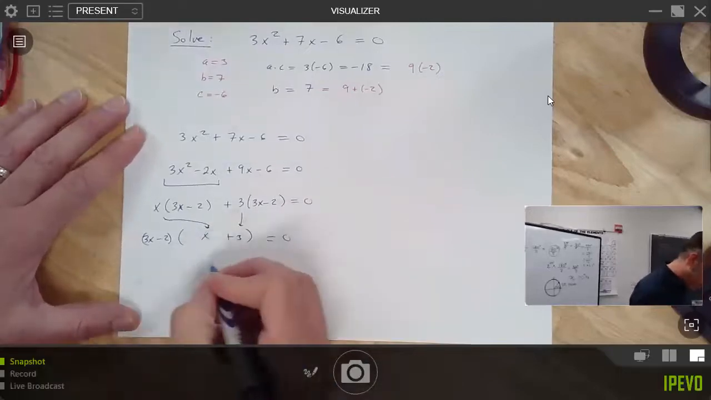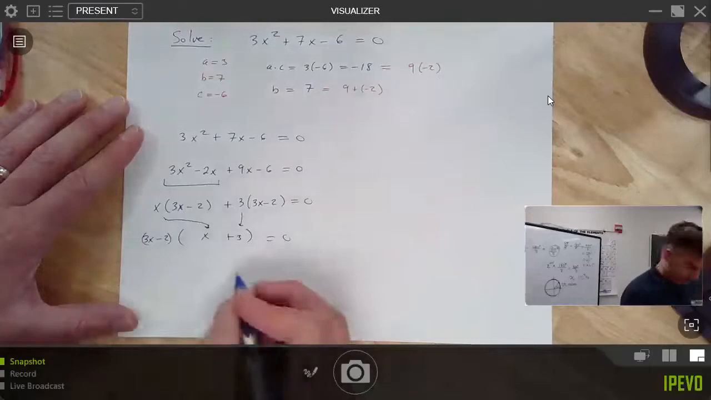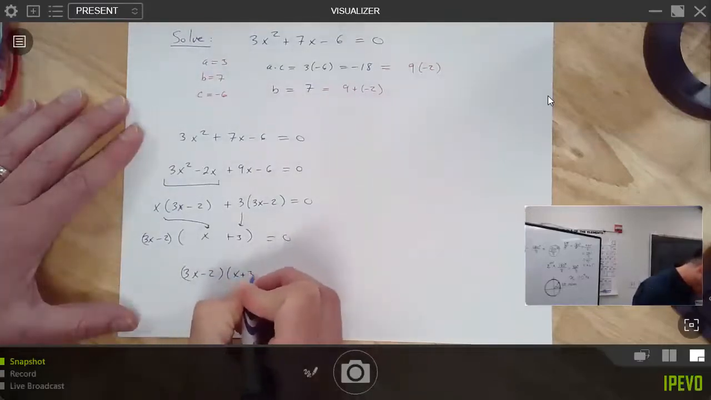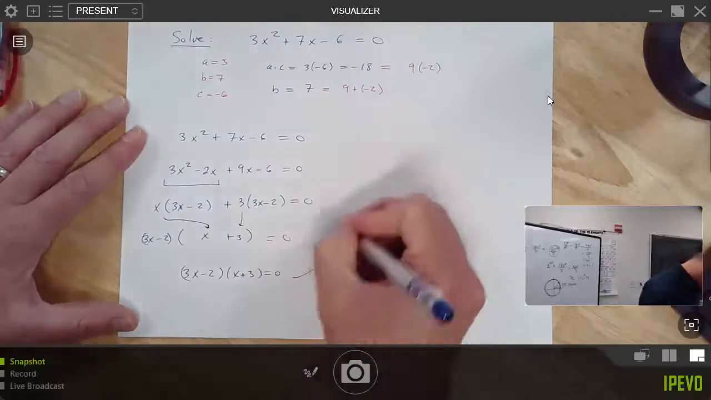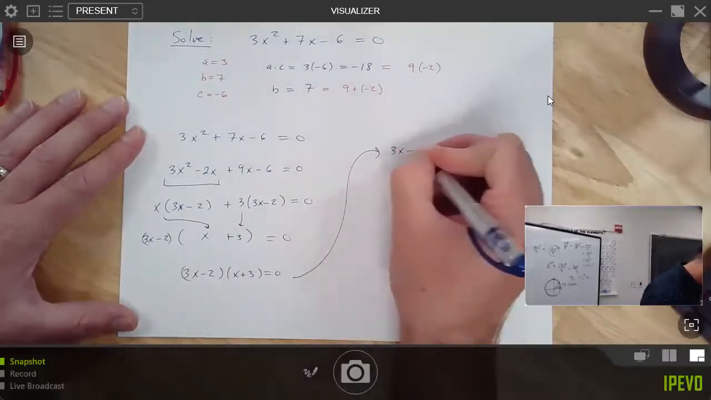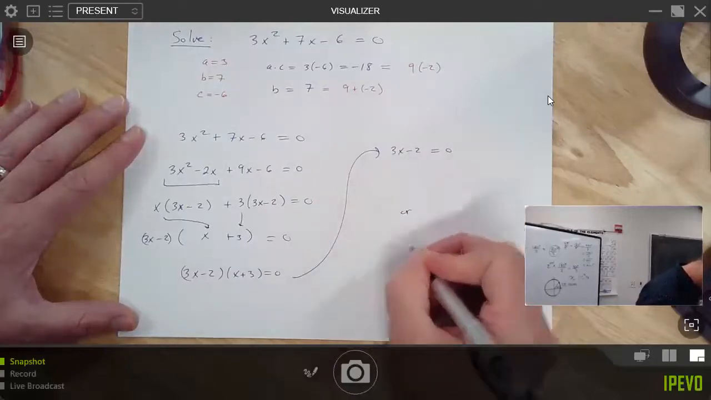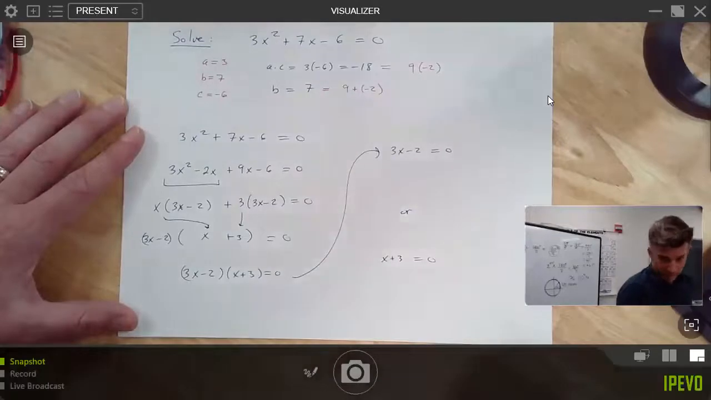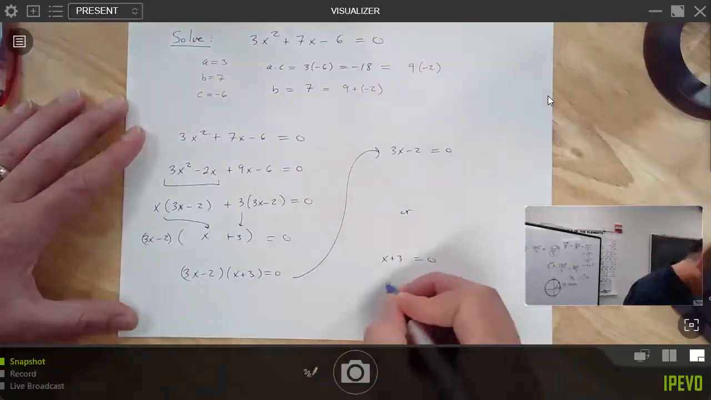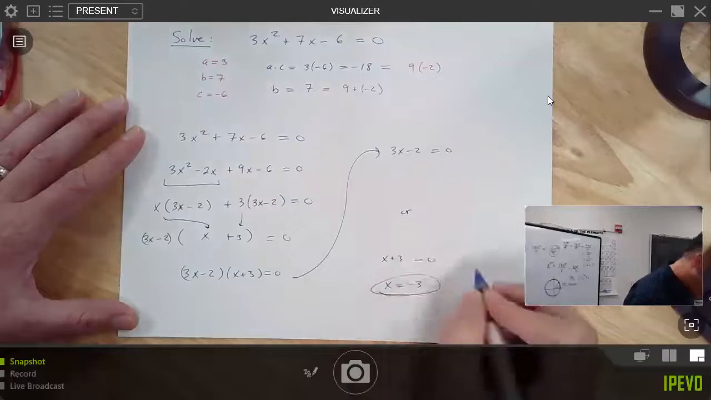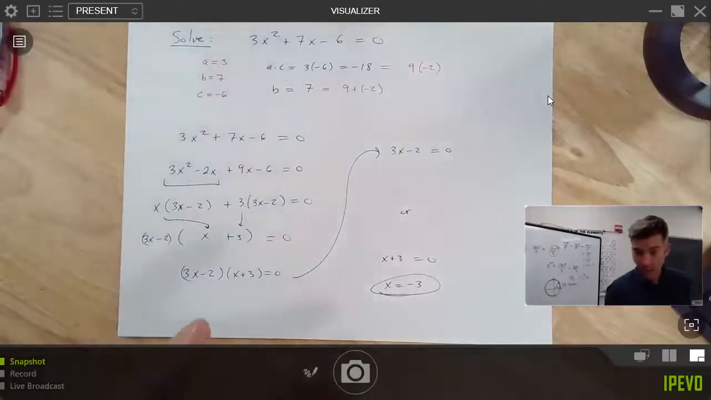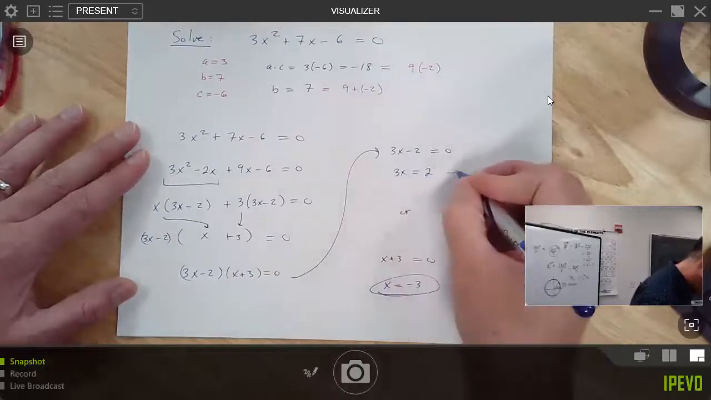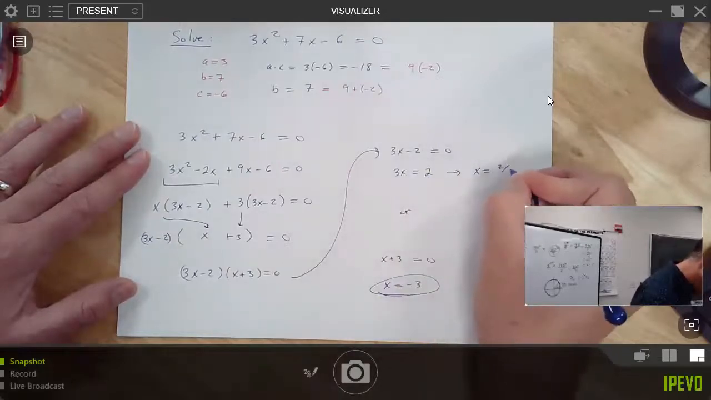So I'm solving. I'm going to write it again because this looks kind of not great. 3x minus 2 times x plus 3 equal to 0. Which is going to lead me to either 3x minus 2 equal to 0 or x plus 3 equal to 0. This one's pretty easy, right? We just subtract 3 and get x equal to -3. This one you have to do a little more work for. 3x equals +2. Divide both sides by 3 to get x equal to 2/3.